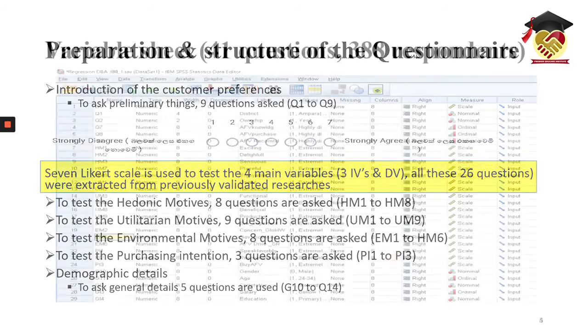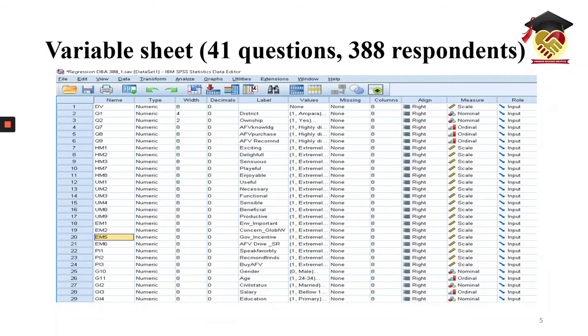Okay, right. So this is my variable sheet. You can see all the variables are there. This is coming under SPSS. I will be explaining these things in another lesson, not today. So you can understand, there are H1 to H8, U1 to U9, E1 to E6, P1 to P3.